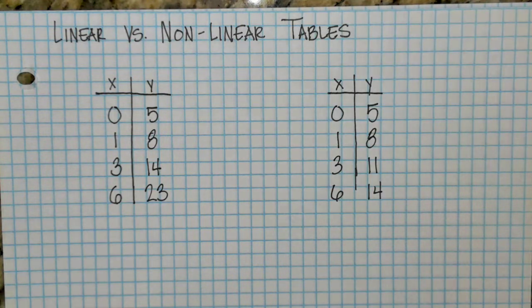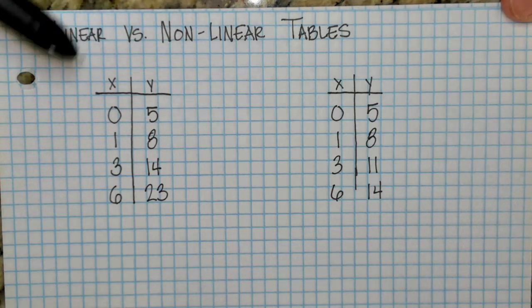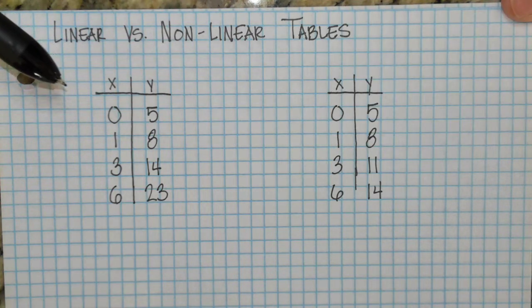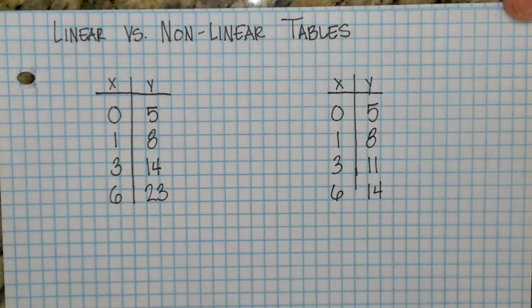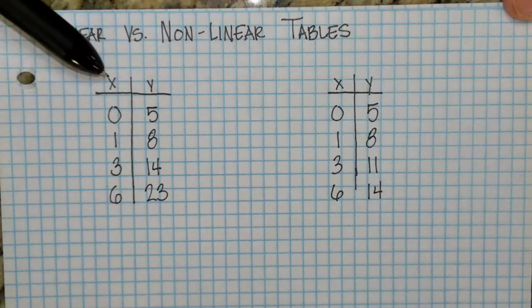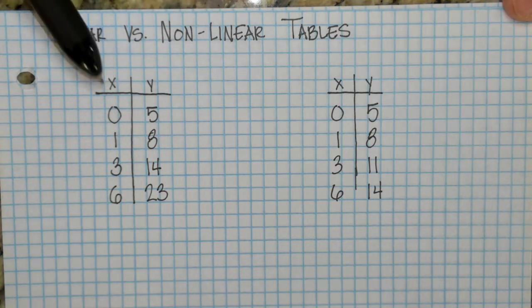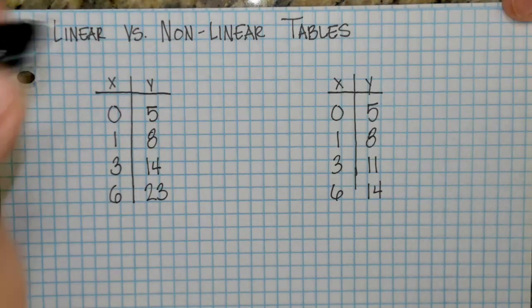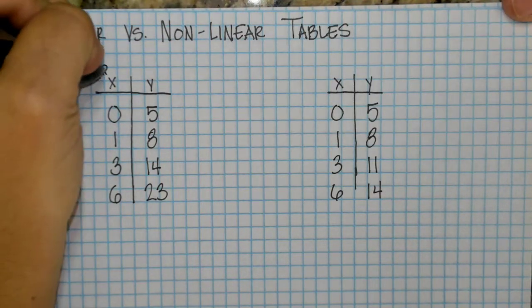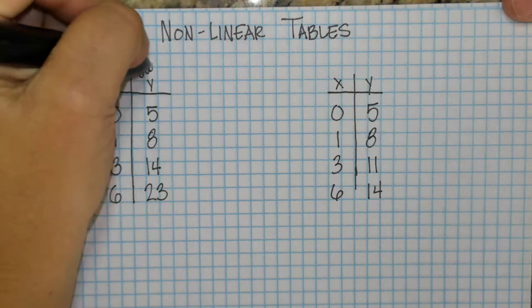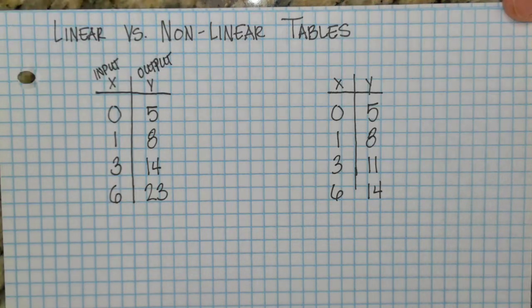In this video, we're going to look and see whether a table is linear or nonlinear. The learning target here would be I can determine whether inputs and outputs are linear or nonlinear. Inputs are your x value and outputs are your y value. So I'm just going to write that here: input and output. Okay. So on this table, we're looking to see whether it's linear versus nonlinear.